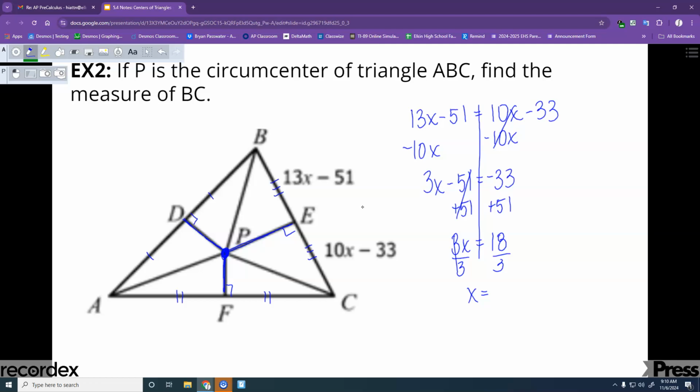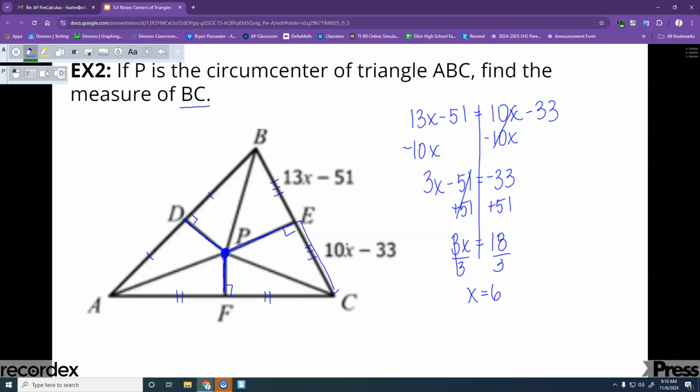So x will equal 6. Now, is that my answer? What did the question ask for? It asked for BC. So you have to find this first to be able to find BC. But what we need to do is plug this back in so we can find the length of EC or BC, whichever one you choose to use. And then we'll need to find the length of the whole BC there.